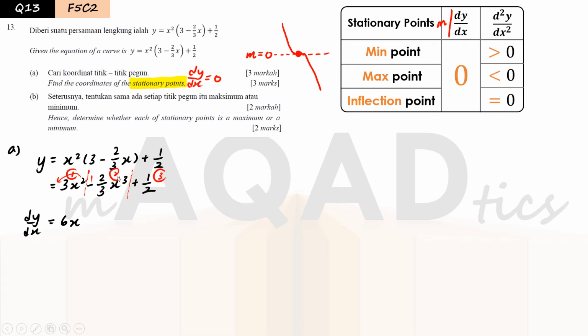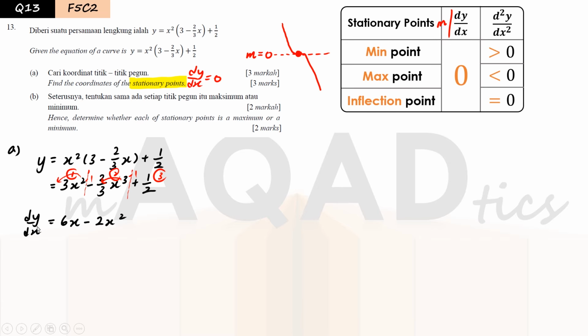Okay, so same goes to this one also. For the power, I am going to copy to the front, so means multiply with negative 2 over 3. So here will be negative 2, and the power here, I am going to minus 1. So here will be x squared. And for this one, it's just a number, so once we differentiate, it will become 0. So this means this will disappear. Okay, so now we have differentiated our equation.